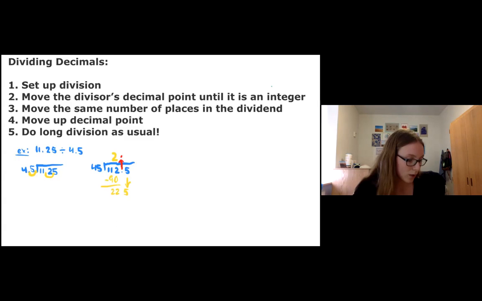How many times does 45 go into 225? That would be 5. 5 times 45 is 225, minus 225 is 0. And that is how you do it. And as you see, we already have that decimal hanging out in the quotient waiting for us. And so that's our final answer, 2.5.